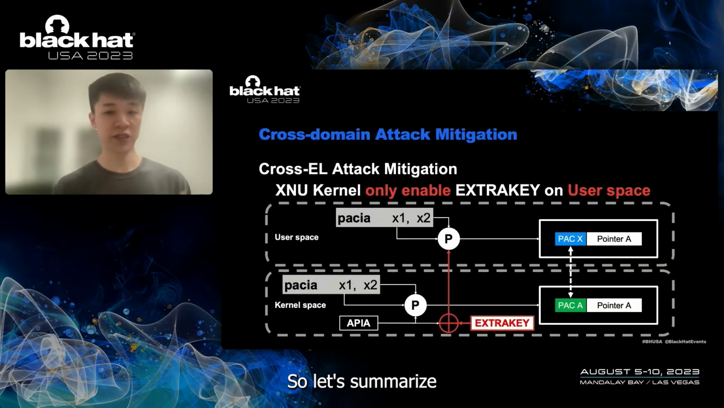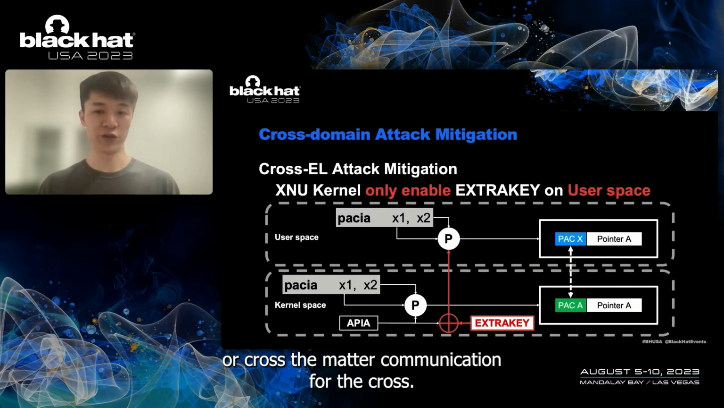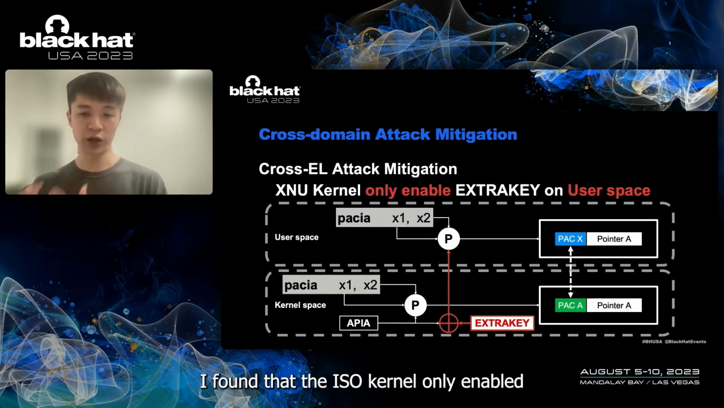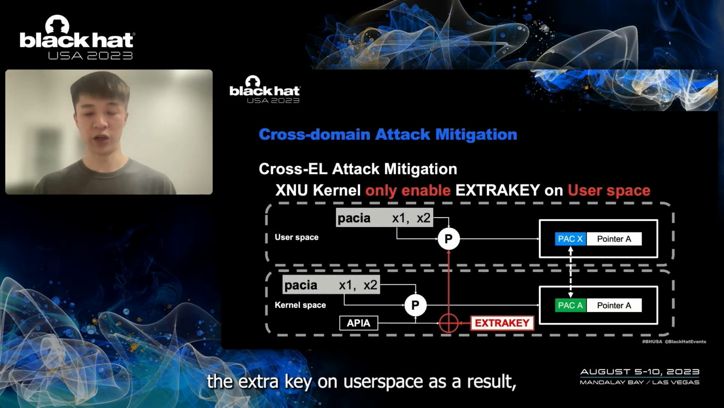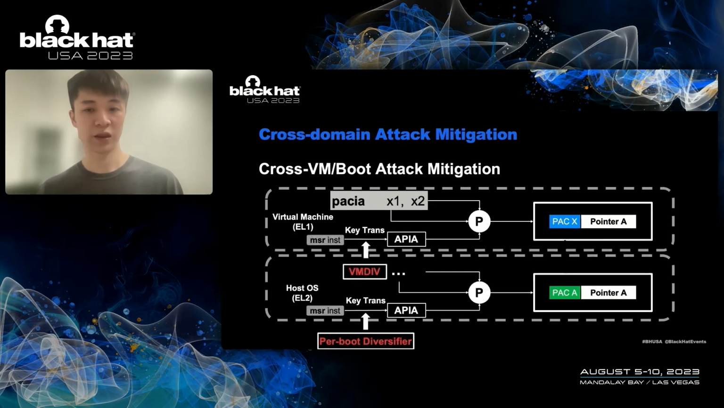So let's summarize how Apple implements the dark magic, or cross-domain attack mitigation. For the cross-EL attack, I found that the XNU kernel only enabled the extra key on user space. As a result, the signatures generated in user space and kernel space are different.